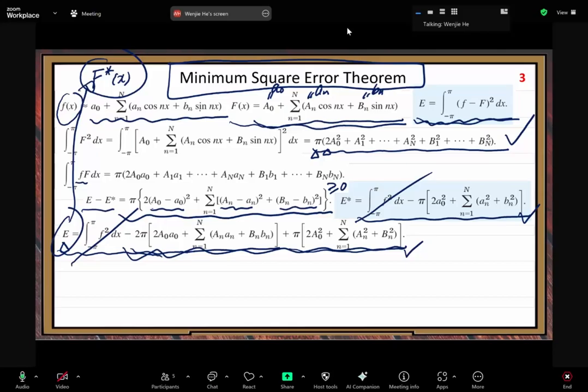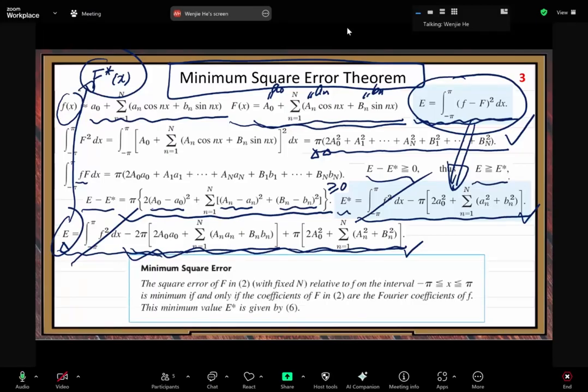If people ask you what you mean by best approximation, the error defined in this way is the smallest. This E star gives us the smallest error formula. So that's the conclusion. We put the whole thing together in a theorem, and we call this the minimum square error theorem.